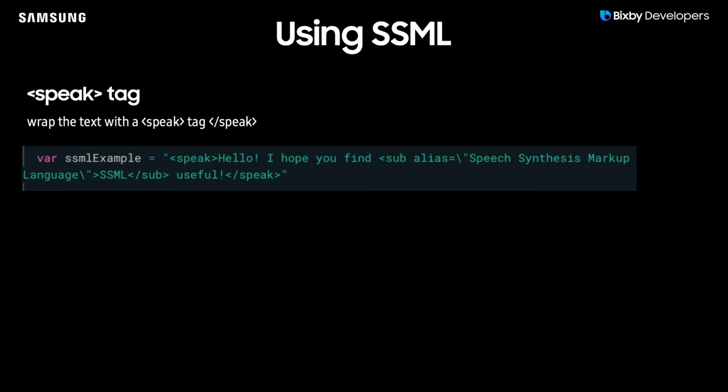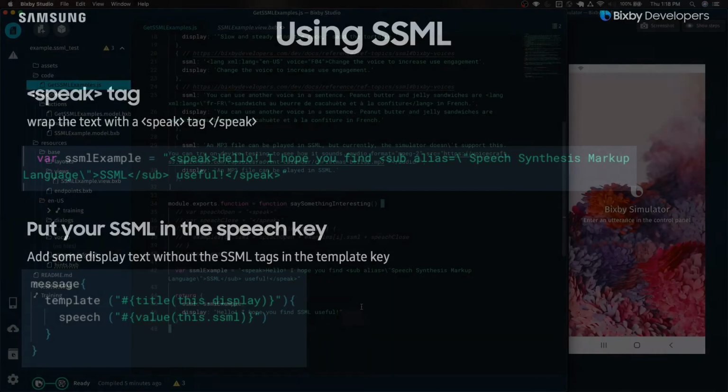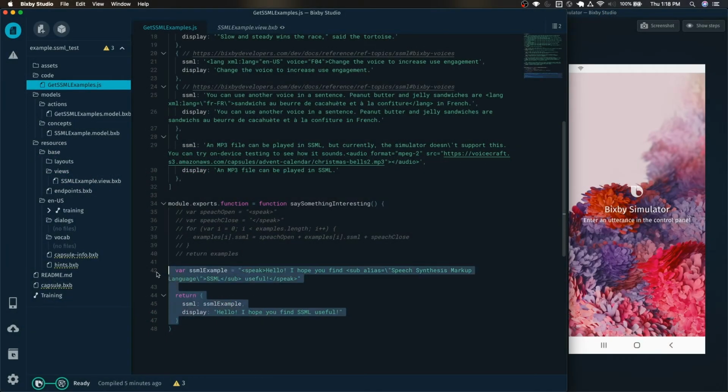To get started with SSML in Bixby, you need to wrap what you want to use SSML with a speak tag. Then, you want to add your SSML. Once your SSML is ready, simply put it into the speech key and also provide an alternate display string so the user doesn't have to look at the SSML. Let's take a look at this example in action.